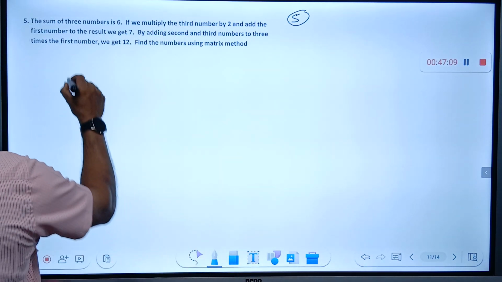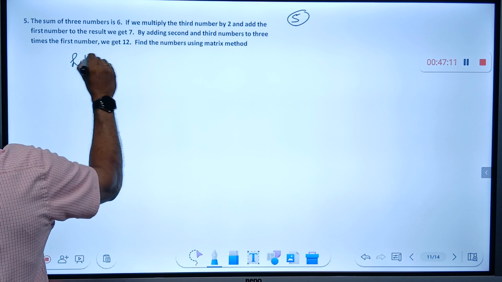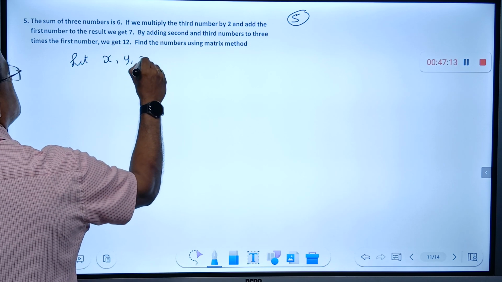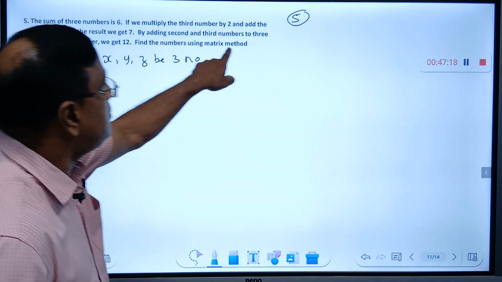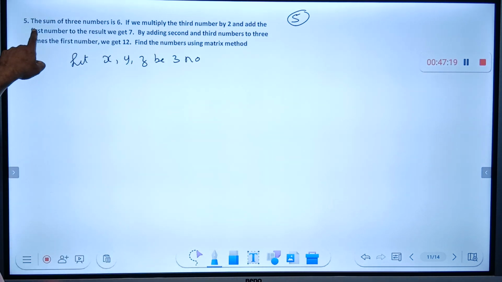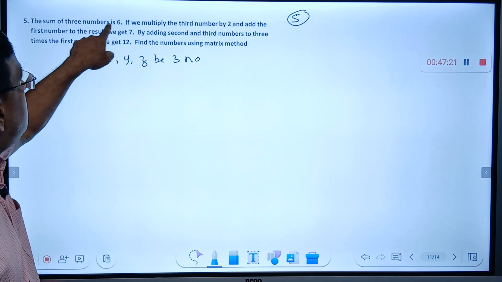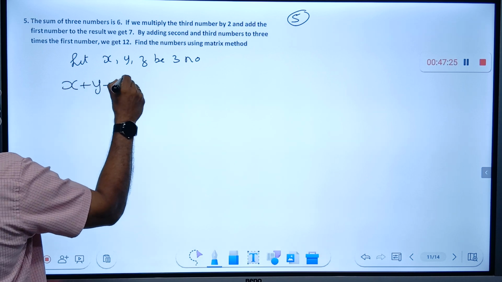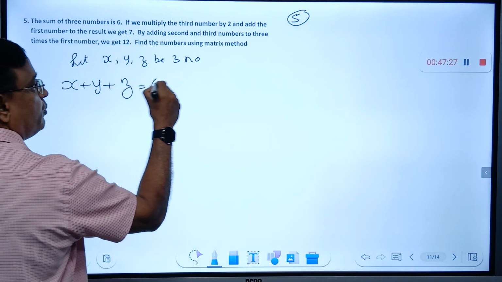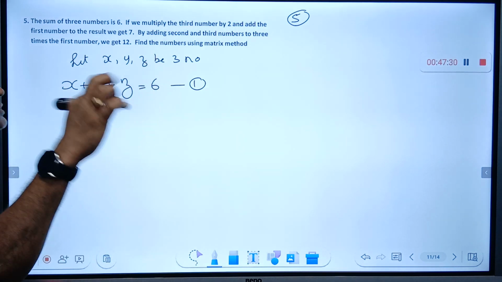How do I form the equation? Let X, Y, Z be 3 numbers. He is asking me to find 3 numbers. Okay. Now what is given? The sum of the 3 numbers is 6. Sum of 3 numbers is 6. First equation is done.